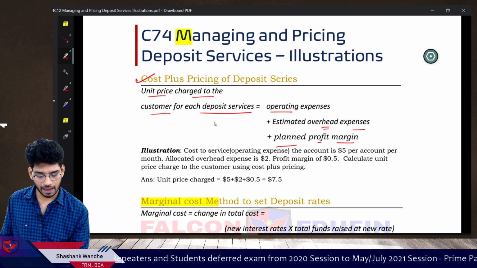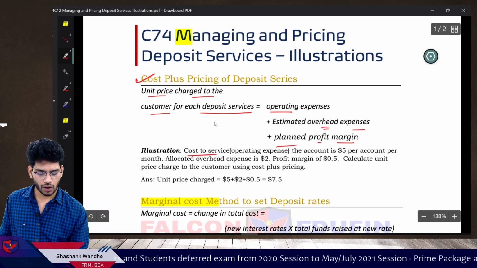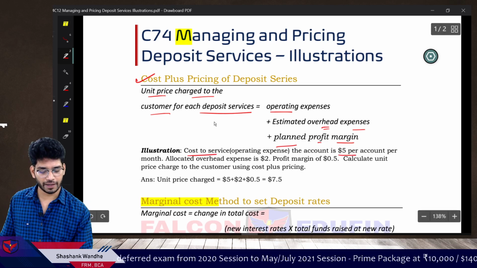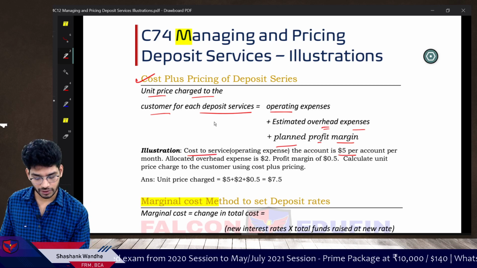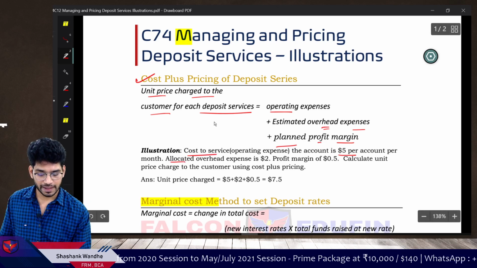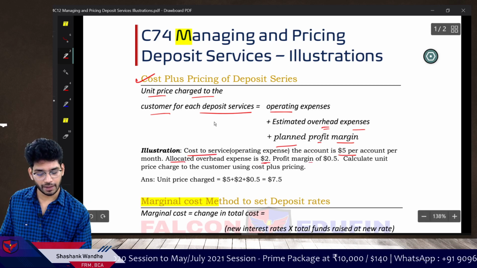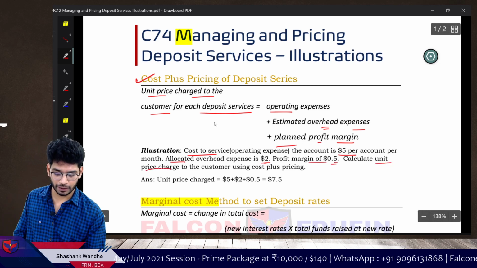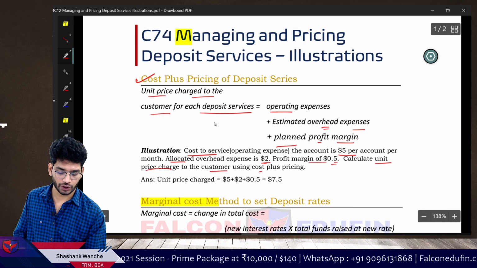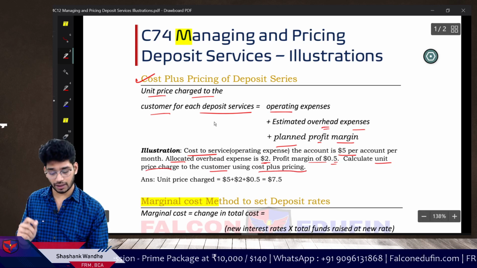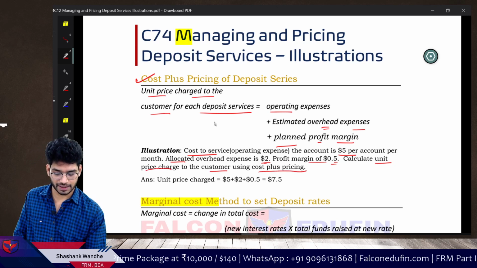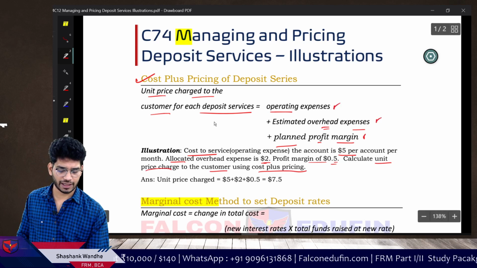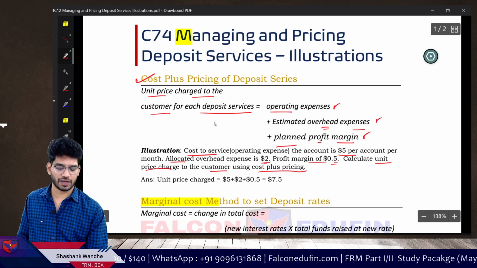So here you have an example illustration. The cost to service a particular account is say $5 per month per account. The allocated overhead expense to that particular account is $2, and the profit margin is $0.5. Calculate the unit price charged to the customer using cost plus pricing. Of course we already know, we add operating expenses, estimated overheads, and planned profit margins.